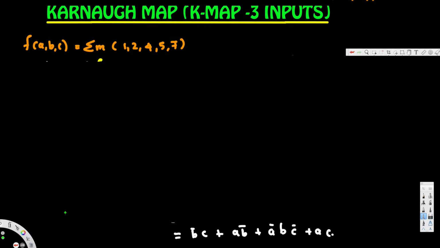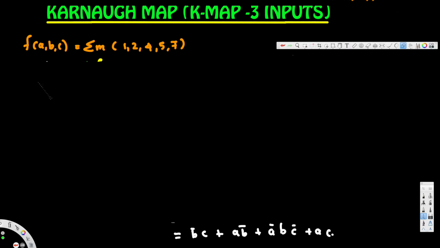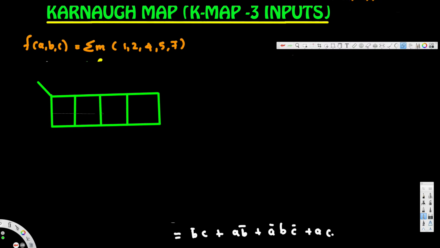Okay, so let's go ahead and draw a K-map. Since we have 3 input variables, we have to have 8 boxes, because 2 to the power 3 is 8. So we are going to have 8 boxes. Okay, and then let's say this is 1 box, 2 box, 3. Then we divide this one into 2. We have 3 variables, A, B, C. So we can put A, B like this and C like this.